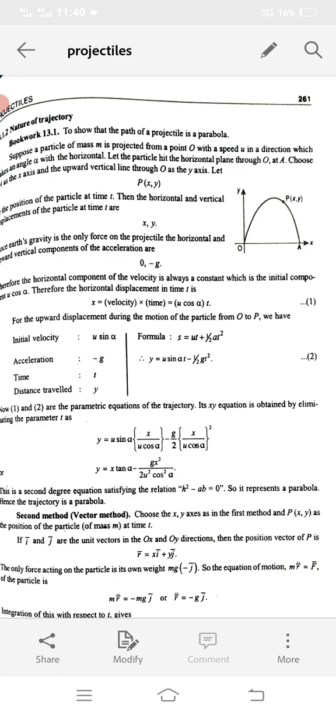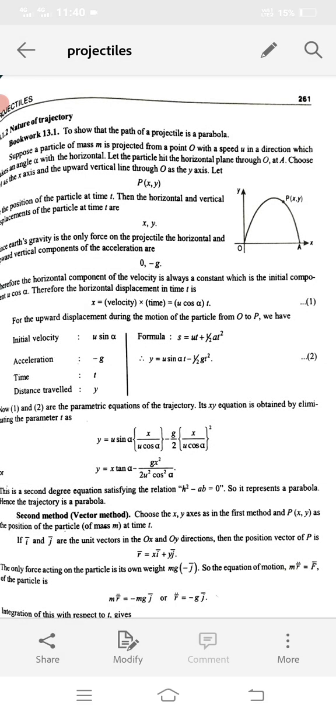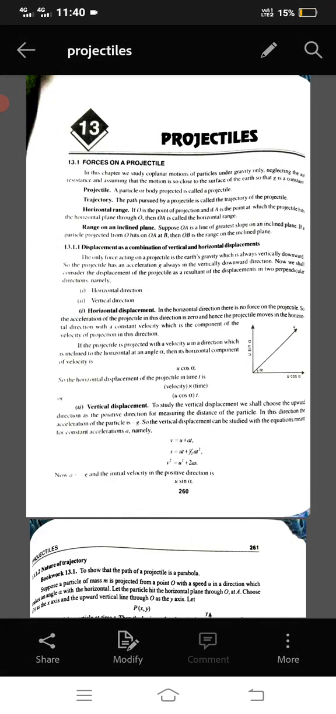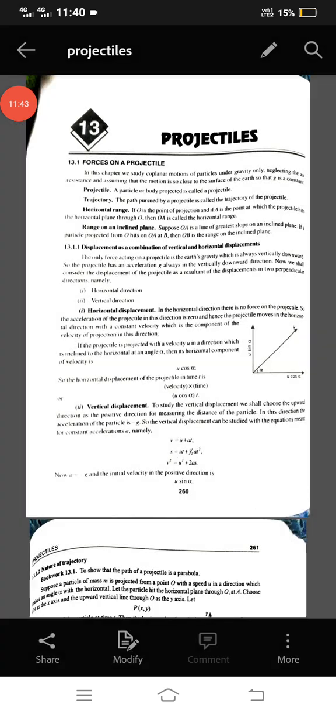This is a second degree equation satisfying the relation h square minus ab is equal to 0. So it represents a parabola, hence the trajectory is a parabola. So we discussed the important question that the equation of the path of a projectile is a parabola. Nice.